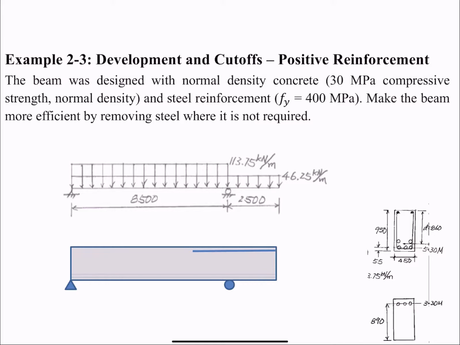So this beam has normal density concrete, f'c equal to 30 MPa, and steel reinforcement, fy equal to 400 MPa. Make the beam more efficient by removing steel where it is not required. So they are asking us to do the cutoffs for the reinforcement.